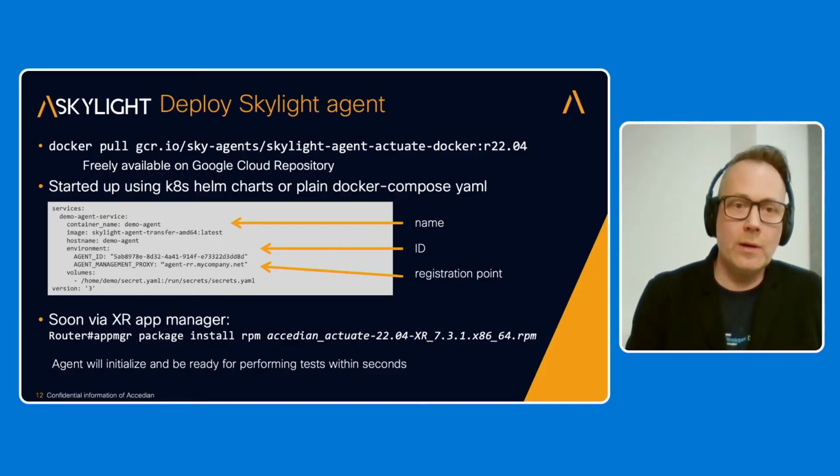But if you're using something simple like Docker Compose, there is an example here on this slide on what you would need to provide. So basically, the agent only needs a couple of things to get started. It needs an ID, a name, the point of registration where it should dial home, and a secret or an authentication token to register. That's all. And once that is provided, it can start up and be ready for testing.